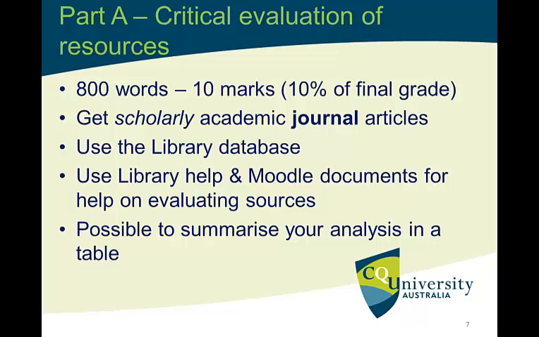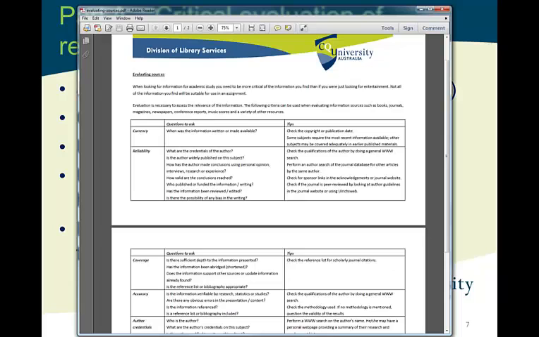I'll quickly show you the article on evaluating sources that's available on Moodle. As you can see, there are 5 main things that we look at when we evaluate sources: currency, reliability, coverage, accuracy, and author credentials. There are a number of different ways that you can analyze a source, but it's basically critically looking at the source and trying to figure out what its strengths and weaknesses are. This is one way of looking at a source, but as I said, there are many different ways of doing it. Have a read through that document. It is available to you through Moodle.